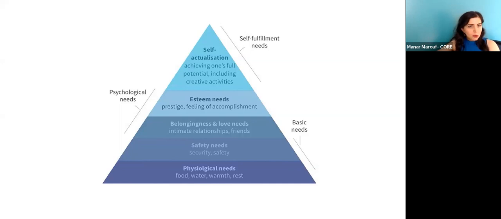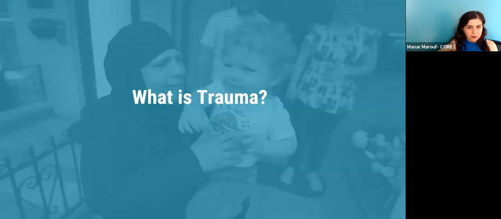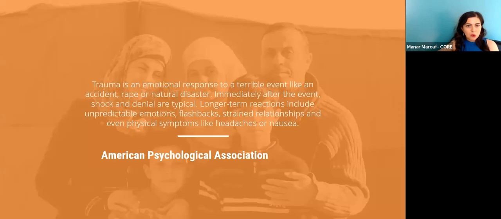Great. Now that we know about Maslow's hierarchy of needs, and I'm sure many of you already know about that, and motivations, because it is very much tied to motivations, let's learn more about trauma. According to the American Psychological Association, trauma is an emotional response to a terrible event like an accident, rape, or natural disaster. Immediately after the event, shock and denial are typical. Longer-term reactions include unpredictable emotions, flashbacks, strained relationships, and even physical symptoms like headaches or nausea.